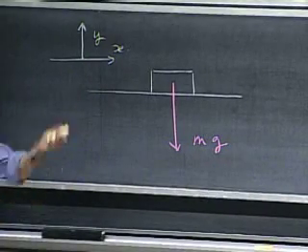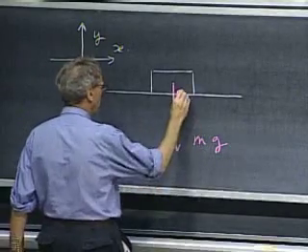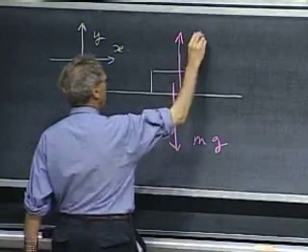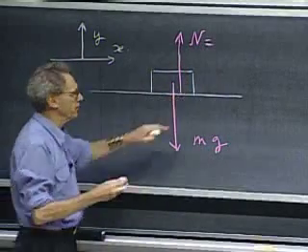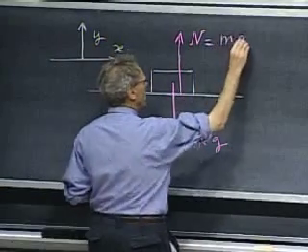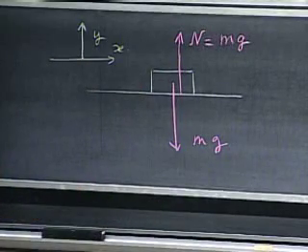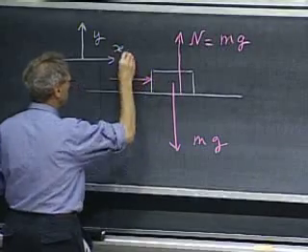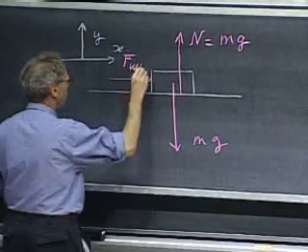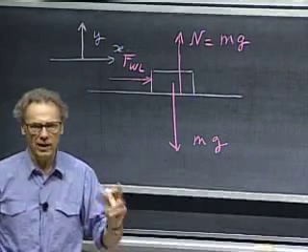There must be a force pushing upwards from the surface to cancel out mg because there's no acceleration in the y direction. We normally call that the normal force because it's normal to this surface, and it must be the same as mg, otherwise there would be an acceleration in the y direction. Now I am going to push on this object with a force F. And we know that the object in the beginning will not start accelerating.